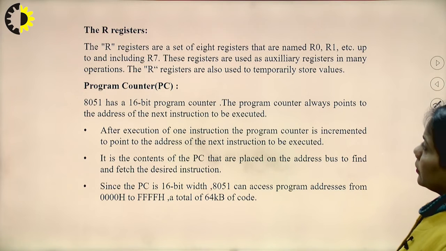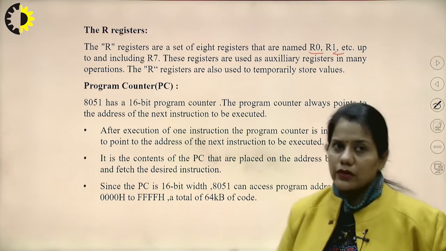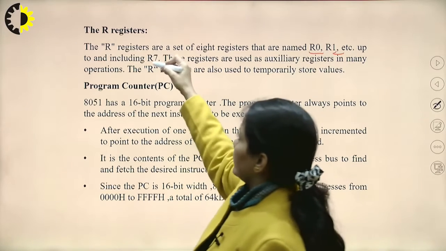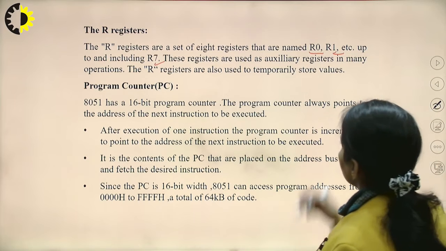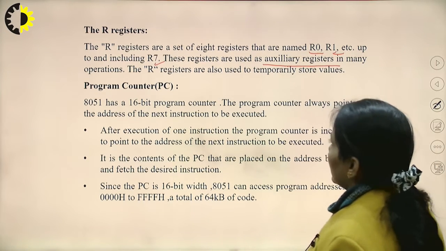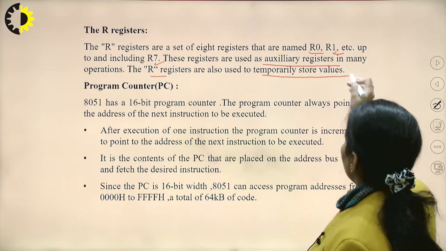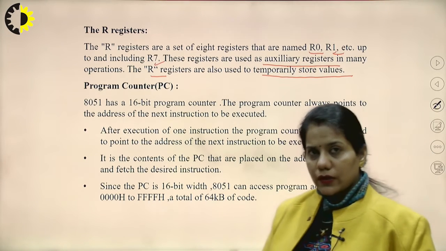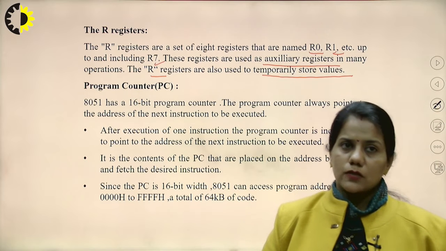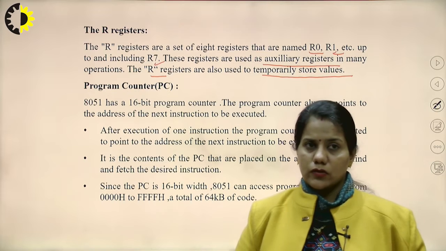Now, when we talk about the R registers, these are the set of 8 registers which are named as R0, R1, R2, R3, R4, R5, R6 and R7. These registers are used as auxiliary registers in many operations. R registers are also used to store temporary values. So, basically 8051 is divided into banks and each bank is having 8 registers which are named as R0 to R7.